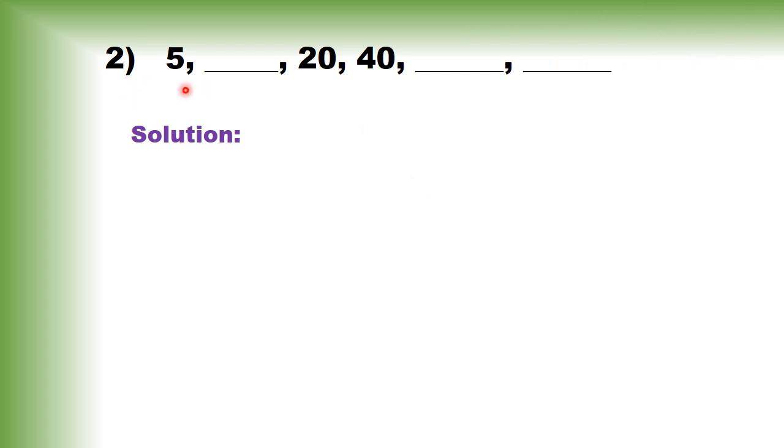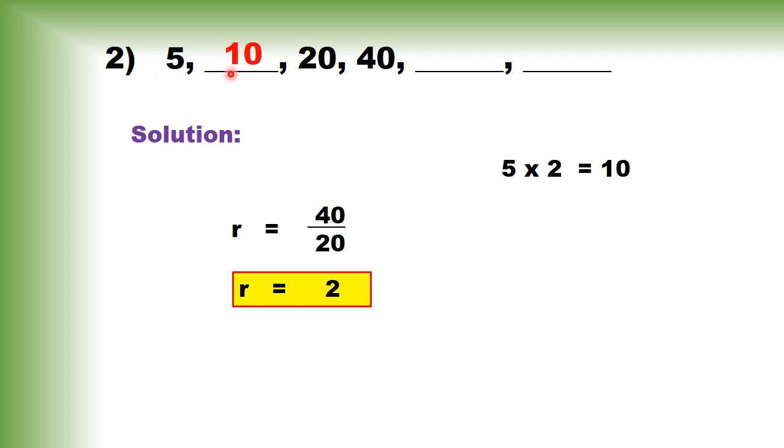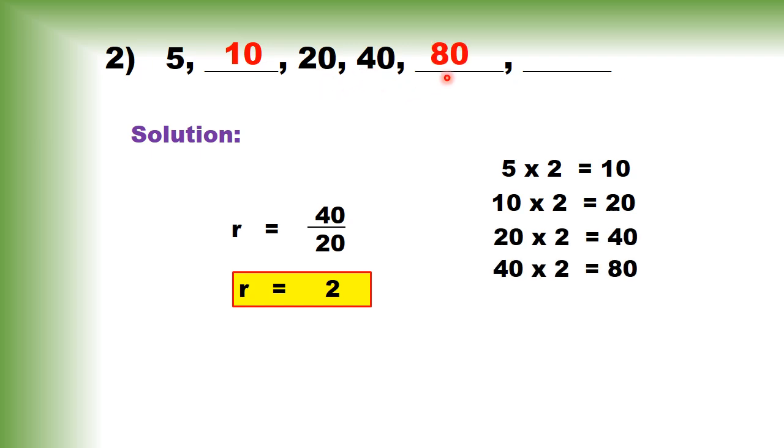Number 2. So this is the sequence. First, take the ratio. 40 divided by 20 equals 2. So their common ratio is 2. To find the next number, multiply the numbers by the common ratio of 2. From left to right, 5 times 2 equals 10. 10 times 2, 20 times 2, 40 times 2, 80 times 2, 160.